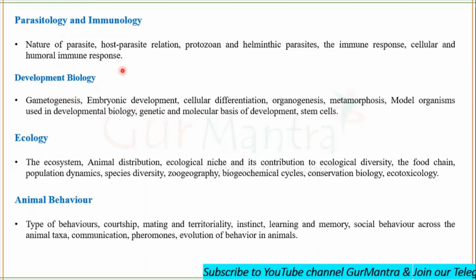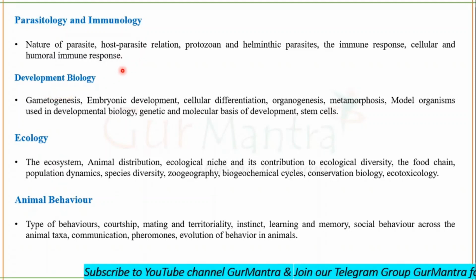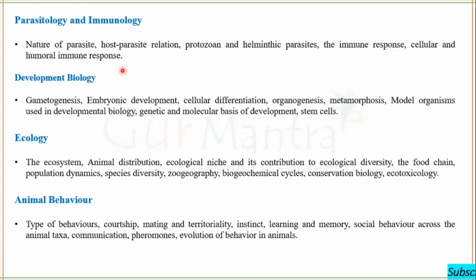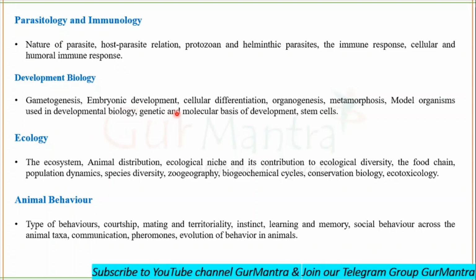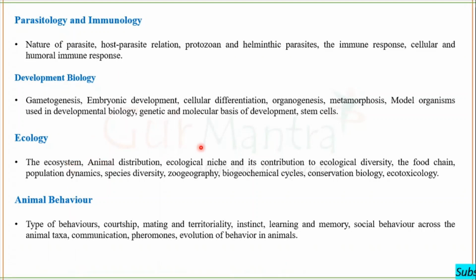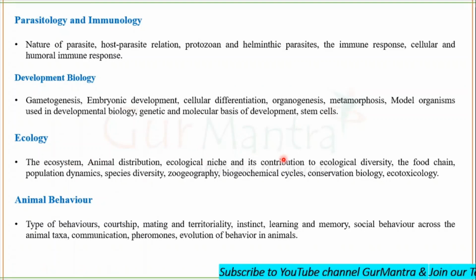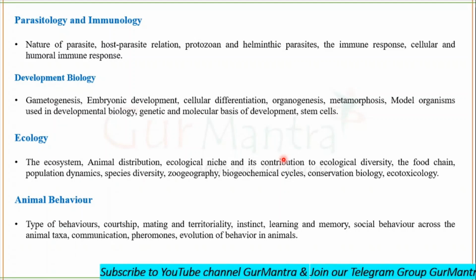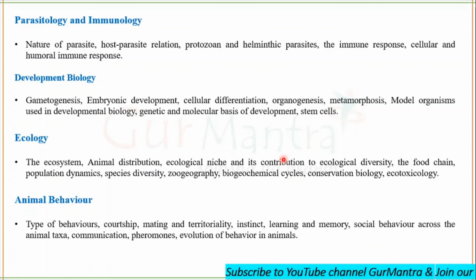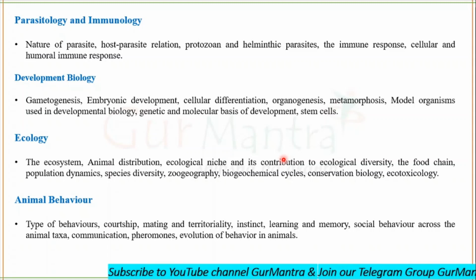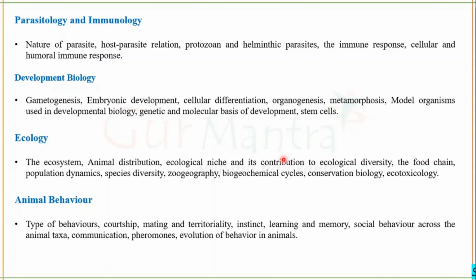Next comes the developmental biology portion, in which we will be studying gametogenesis, embryogenesis, organogenesis, metamorphosis in animals. Okay. Next comes ecology. We will study the ecosystem, animal distribution, ecological niche, again food chain, food web. We will be discussing speciation, biodiversity and conservation. The difference is only that in plant ecology we will be discussing examples of plants. Here we will be discussing the examples of animals.